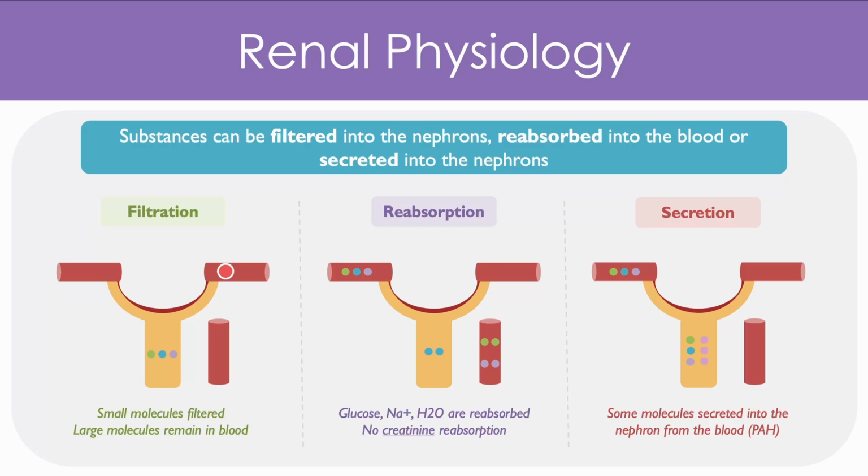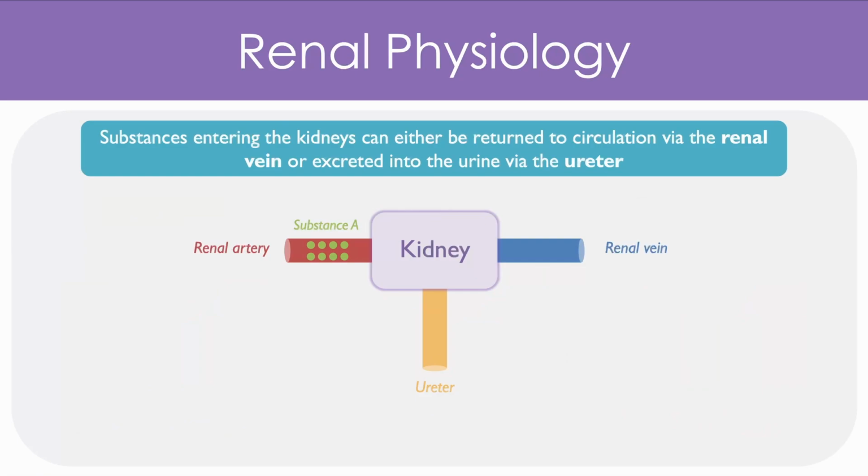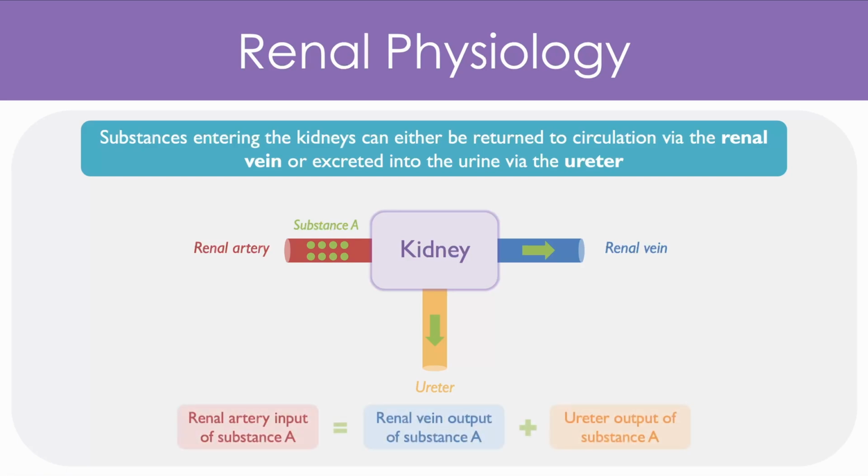Importantly, substances entering the kidneys can either be returned to circulation via the renal vein or excreted into the urine via the ureter. And the amount of a substance entering the kidneys should be equal to the amount leaving it through these two routes. For example, in this case we have 8 molecules of substance A, and when it passes through the kidneys, we still have 8 molecules leaving it. It's just that 4 are in the ureter, in the urine, and 4 have returned to circulation. The overall amount remains the same.